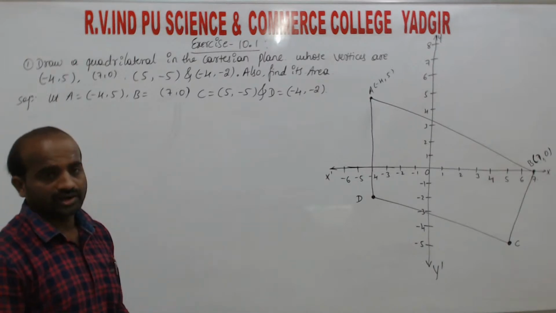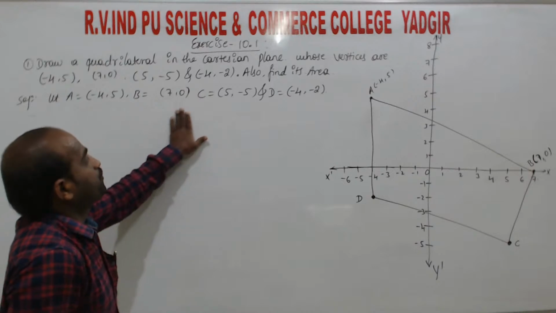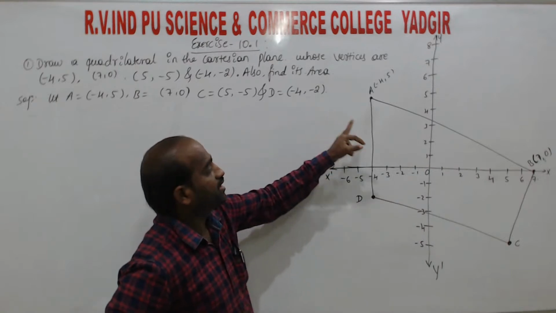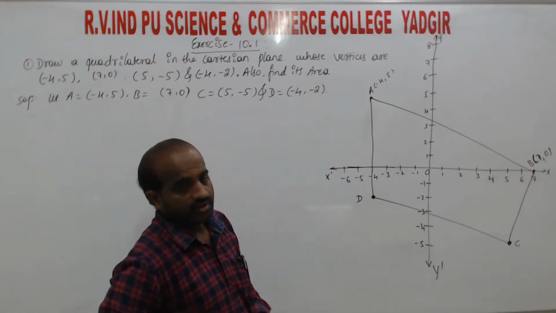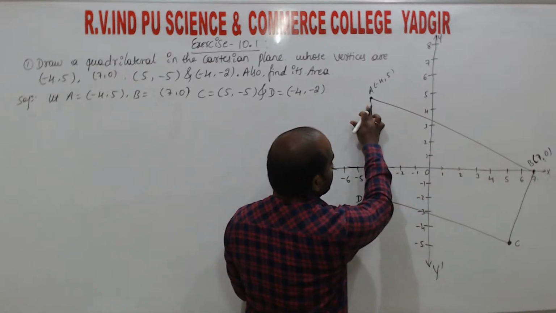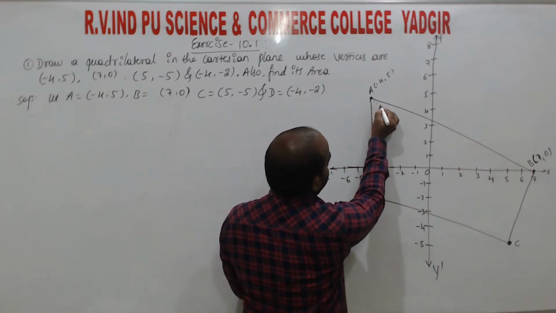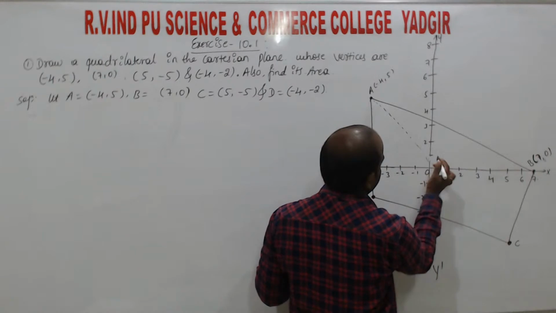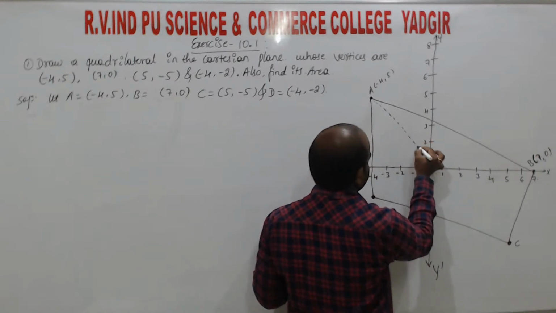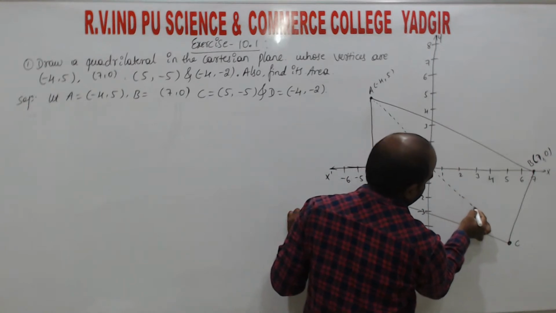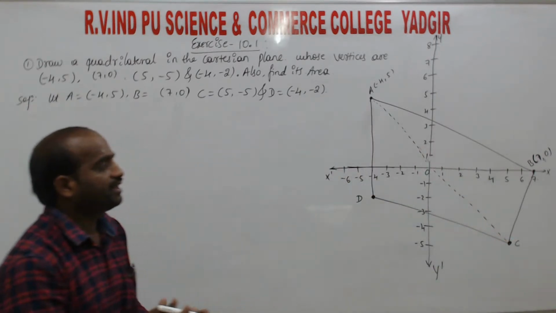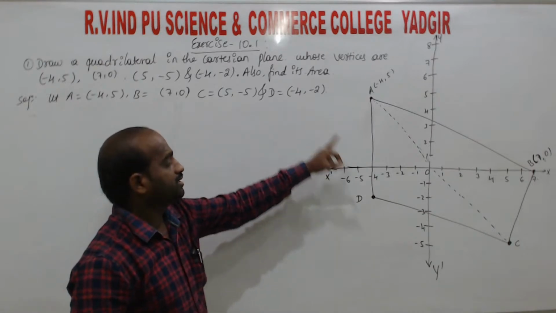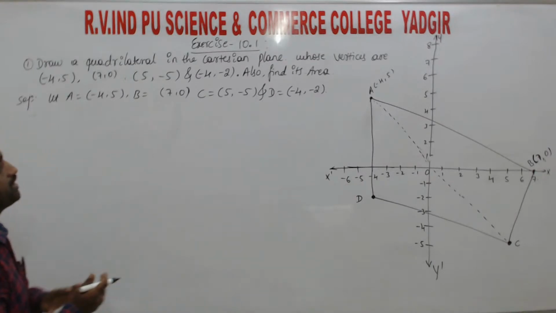This is what? A quadrilateral. Now also find its area. Area of triangle ABC plus area of triangle ACD. Okay, also find its area.